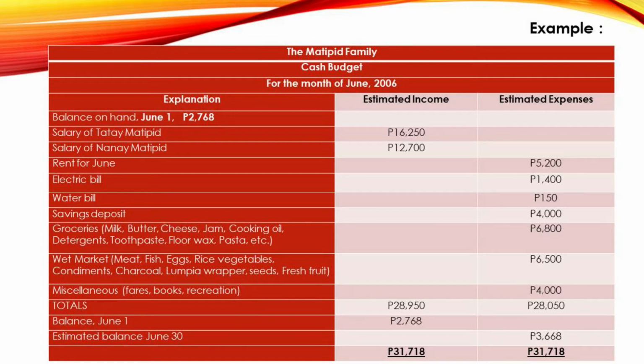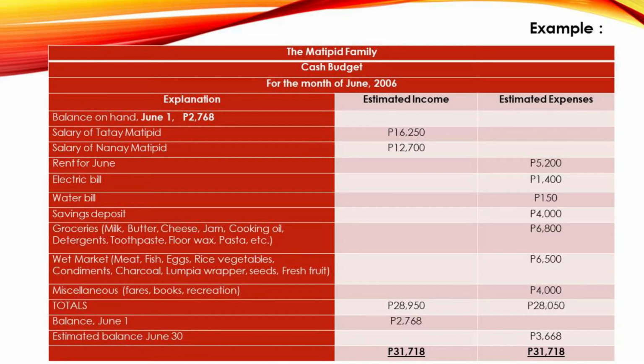So first, for the date of June 1, our explanation, first meron po tayong balance ng June 1 na natira. Ito po ay 2,768. Next, salary of Tatay Matipid is 16,250 pesos na nasa estimated income. For salary of Nanay Matipid is 12,700 pesos na nasa estimated income. For explanation, rent for June na ating binayaran ay 5,200 pesos na nakalagay sa estimated expenses.